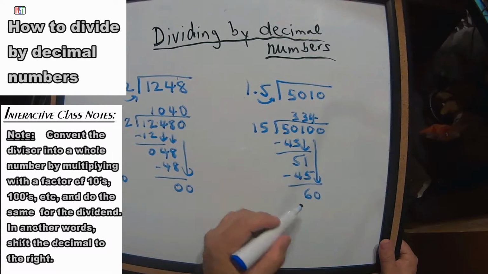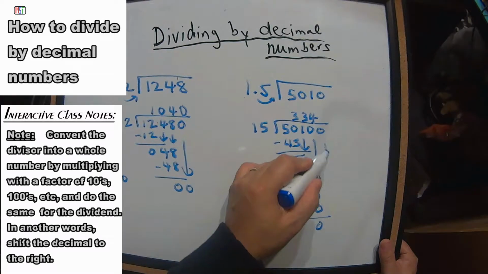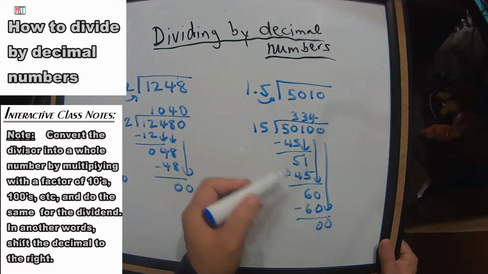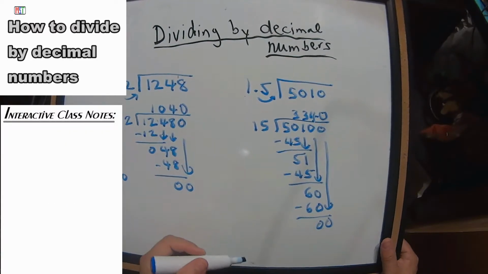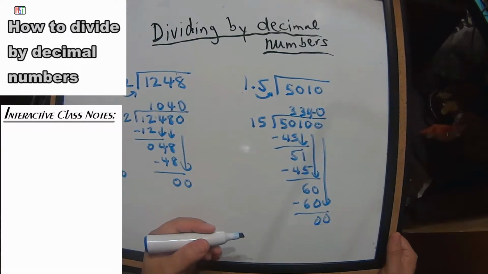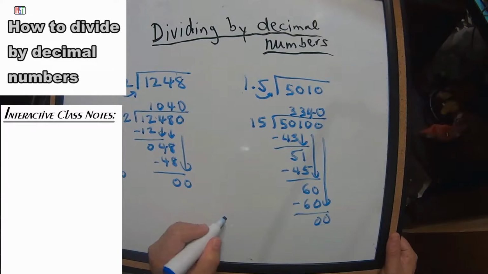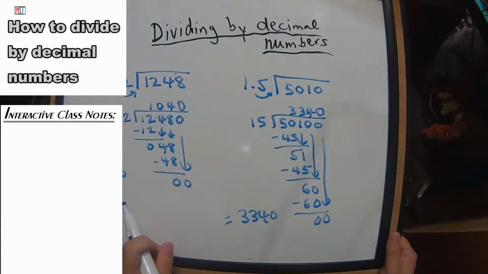Okay, so 4 times 15 is 60. Subtract the difference, that's 0. Bring down the other 0. Now 15 cannot go into 0, so we'll put a 0 as a placeholder there. So 1.5 divided into 50,100 is 3,340 is the answer. Cool.